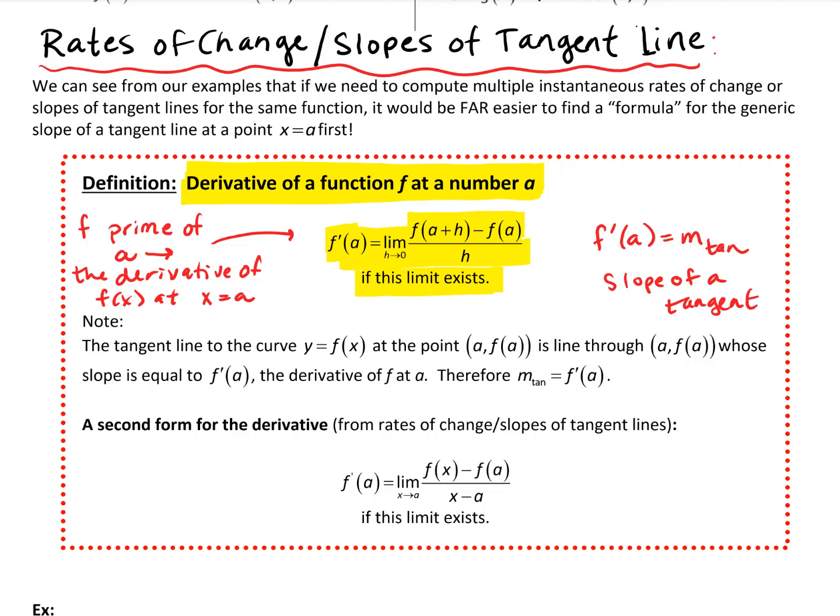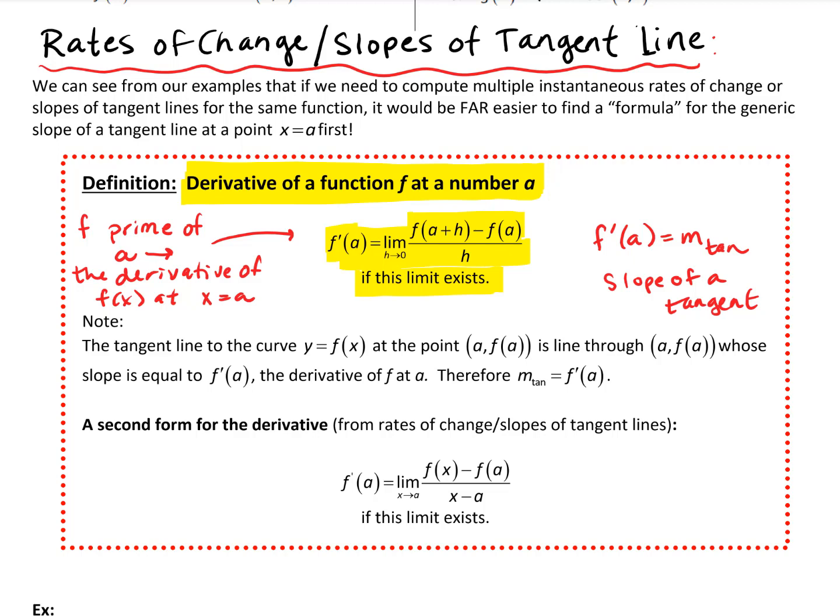Now, by the way, I just talked this through, but this little note right here: the tangent line to a curve at a point is the line through the point whose slope is equal to f prime of a. Therefore, m sub tan is equal to f prime of a. So I just talked that through up above, but there it is in typed up form. Now, the highlighted form is the form that we will use for the most part. It's the primary form that we're going to use for the derivative of a function at a.